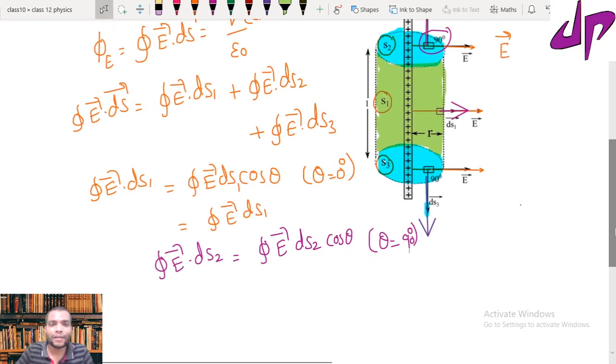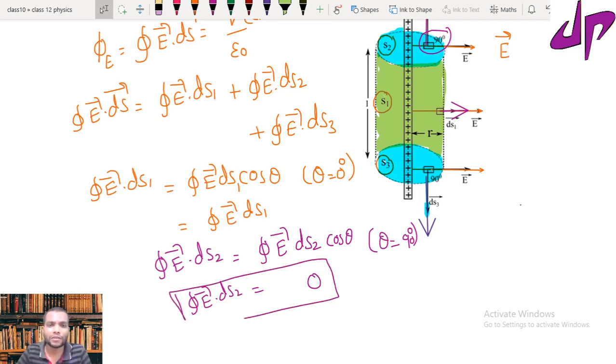So cos 90 value becomes 0. So the entire term becomes 0. Therefore E bar dot ds2 contributes 0 electric field.